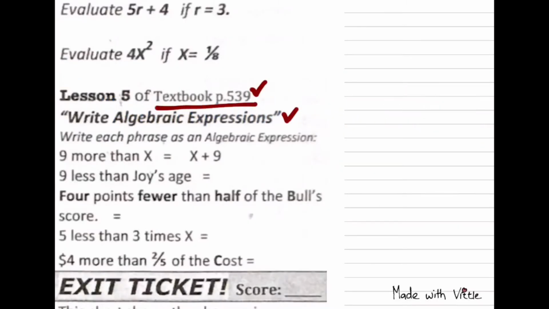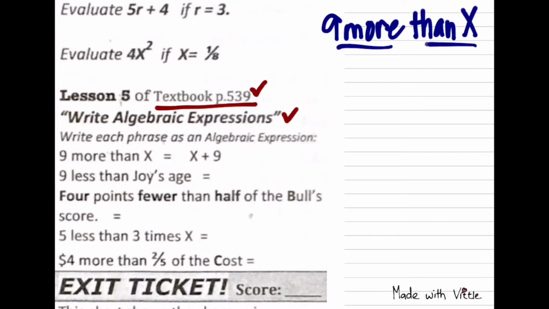Now let's go ahead and learn how to write algebraic expressions. So the first phrase is 9 more than x. Look at the first part that says 9 more. Isn't it more means you're going to add? And in this case, you're going to add 9 more.